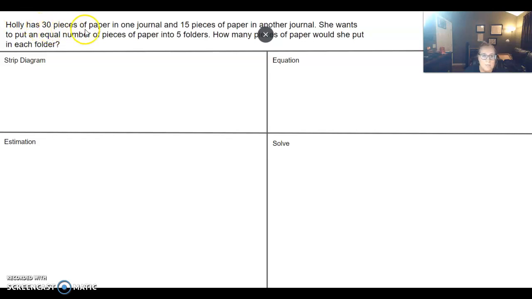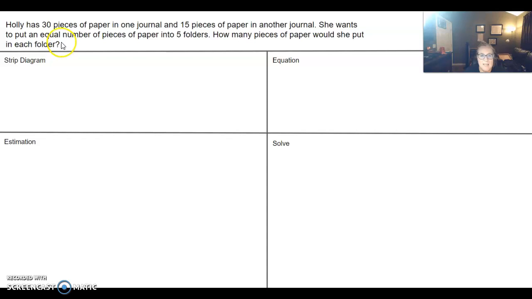Holly has 30 pieces of paper in one journal and 15 pieces of paper in another journal. She wants to put an equal number of pieces of paper into 5 folders. How many pieces of paper would she put in each folder? We read it one time, let's read it again. Holly has 30 pieces of paper in one journal and 15 pieces of paper in another journal. She wants to put an equal number of pieces of paper into 5 folders. How many pieces of paper would she put in each folder?